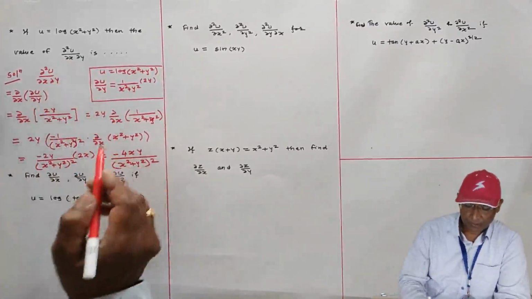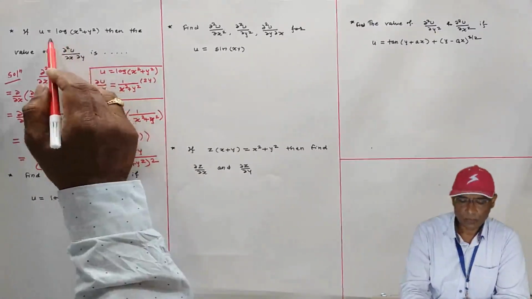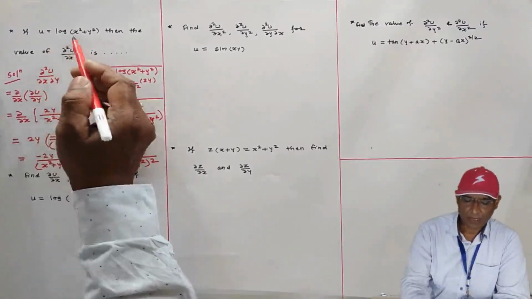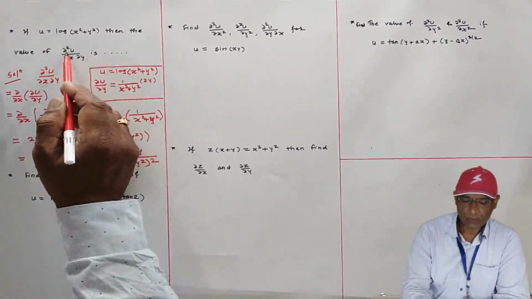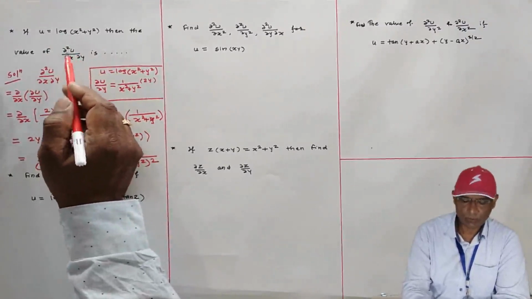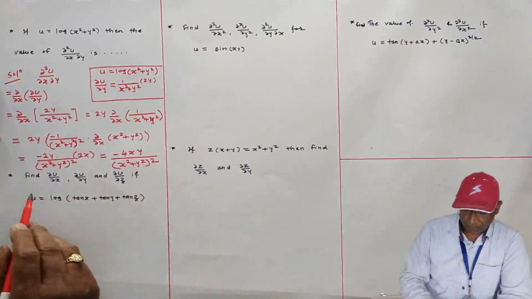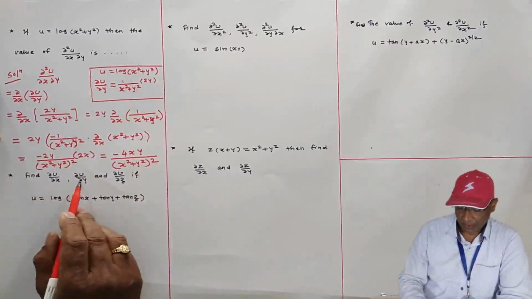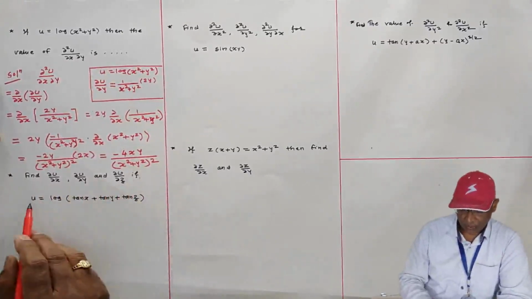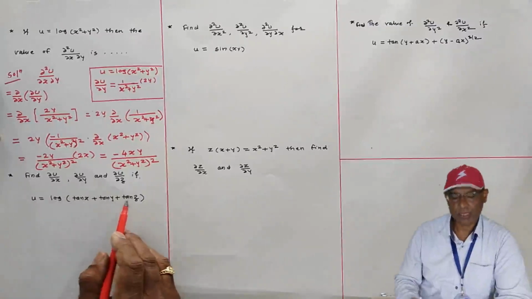In examination, you may be given a different function, and you will be asked to find del 2u by del x del y, or del 2u by del y del z del x, like that. Find del u by del x, del u by del y, del u by del z if u is equal to log of tan x plus tan y plus tan z.